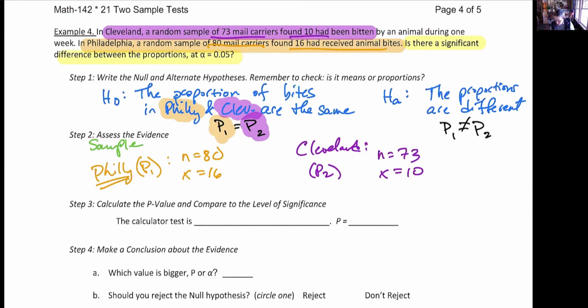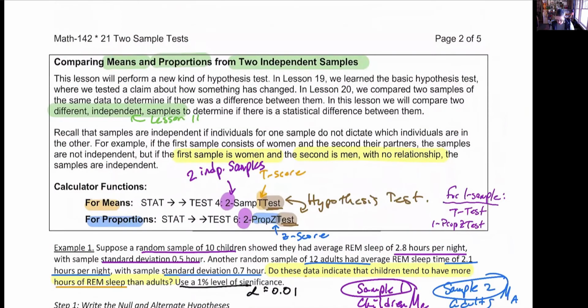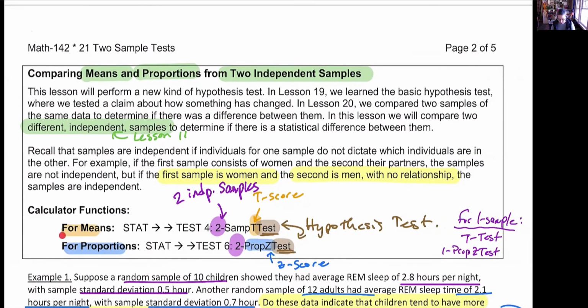That information is back up here on page 2. Like lesson 19, for means, we have a t-test. For proportions, we have a z-test. And they're still tests because it's a hypothesis test. But now we see a 2 to indicate 2 samples. That's what 2 samp means. Remember in lesson 19, we did a 1 samp t-test, 1 sample. Now we have 2 samples. So for means, it's a 2 sample t-test. For proportions, it's a 2 proportion z-test. We're doing proportions, so we're going to use this one here, number 6, 2 proportion z-test.